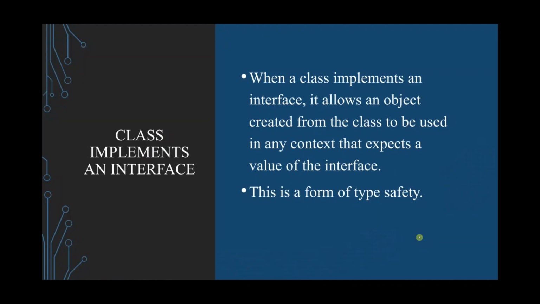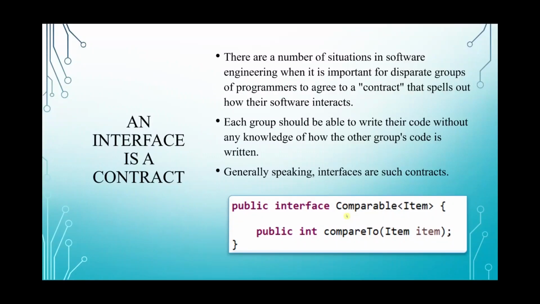When a class implements an interface, it allows an object created from the class to be used in any context that expects the values of the interface. This is one type of type safety, right? Data type safety. So an interface is a contract. You can look at this as a contract.